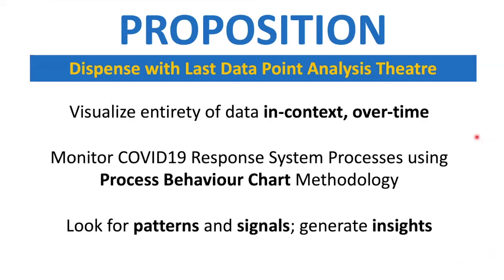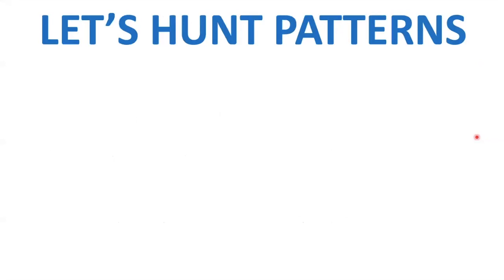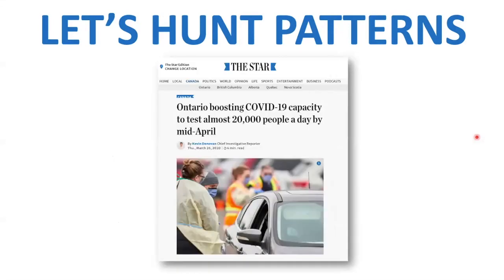When we get information and data from our systems, let's visualize it in context and over time, and use the process behavior chart methodology to monitor it. And what we're going to do is look for patterns and signals so that we can generate some insights, even if we're outside of the system. So I've got some suggestions. What you're going to see by example are some of the patterns that have come up in the media and have been reported, and we're going to try and see if we can find some validation to it.